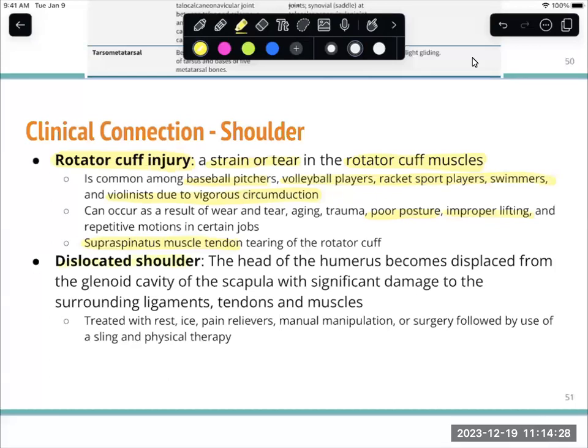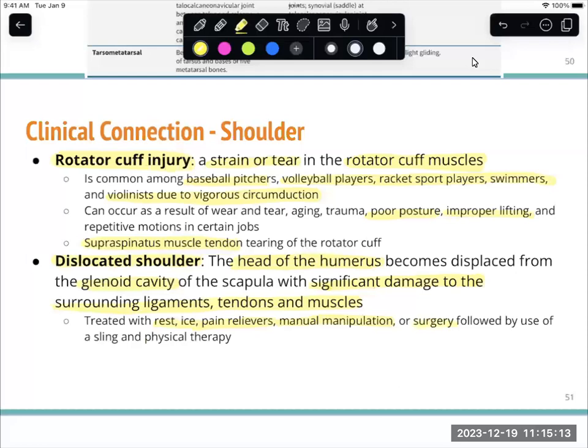A dislocated shoulder. This is where that head of the humerus comes off of that glenoid cavity. It can cause damage to the ligaments, tendons, and muscles that are helping to hold that humerus in place. Treatment is usually rest, ice, pain relievers, manual manipulation, because that head of that humerus needs to be put back in place so that you can move your arm again. If it's out of place, you're not going to be able to move it. Sometimes surgery may be needed depending on how bad that dislocation is.